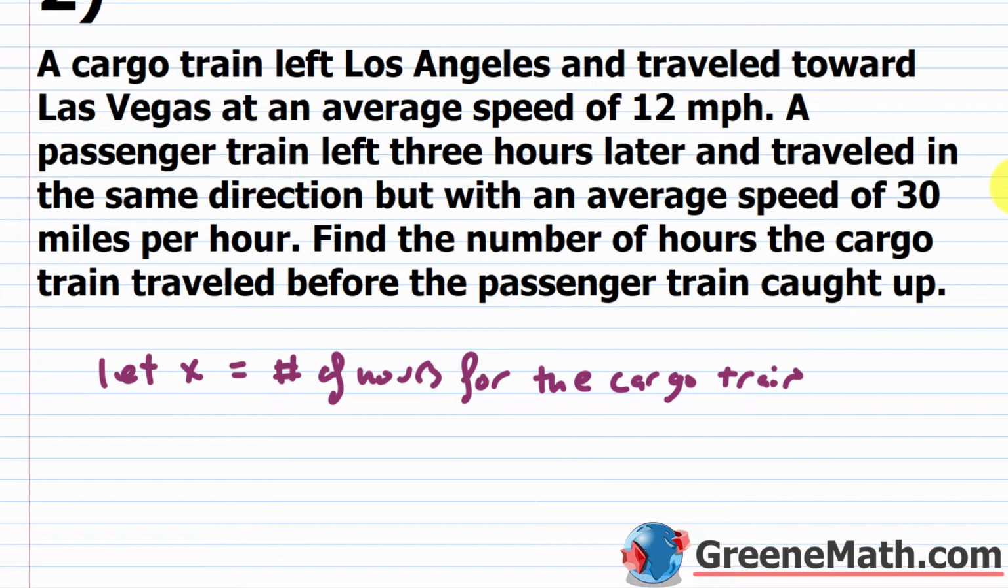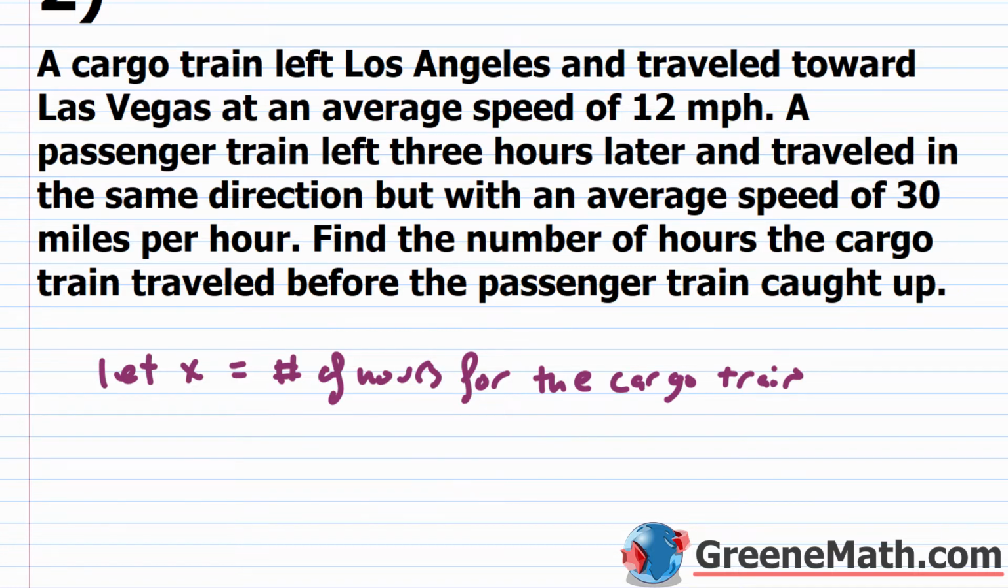In this particular case, remember, they start from the same place and they arrive at the same place. It says find the number of hours the cargo train traveled before the passenger train caught up. You can imagine leaving your house and going to a park or something, and maybe your friend leaves a little bit after you and they catch up to you on the way. That's what we're saying. So you travel the same distance.